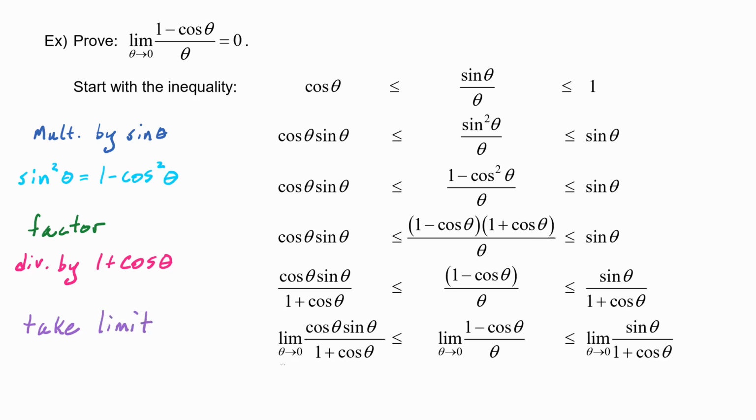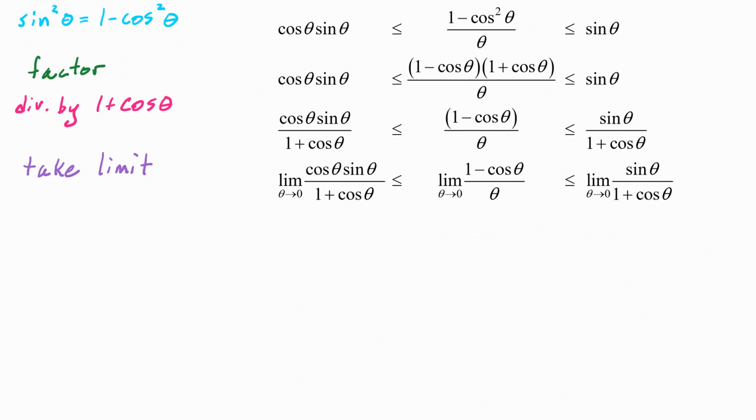So now we've got limit as theta goes to 0, cosine theta sine theta over 1 plus cosine theta, less than or equal to the limit we're trying to prove, which is limit as theta goes to 0, 1 minus cosine theta over theta, will be less than or equal to the limit as theta goes to 0 of sine theta over 1 plus cosine theta. Now in the next step, we just need to evaluate these limits.